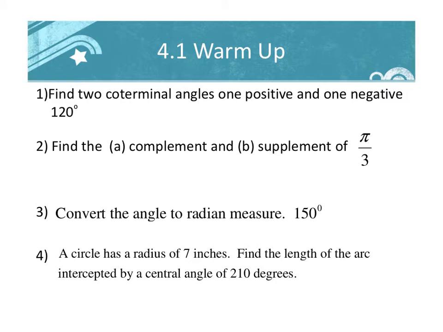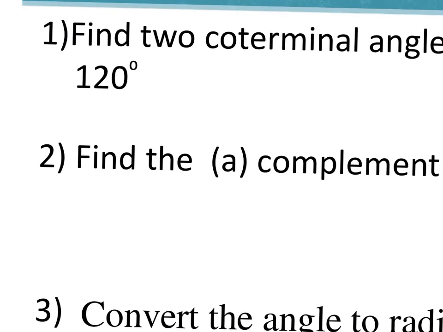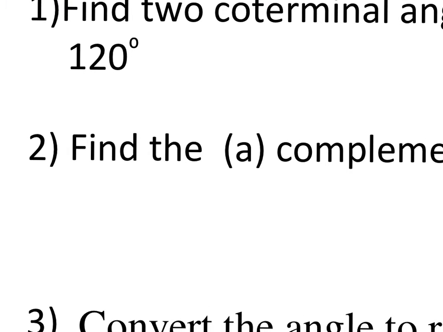All right, so we're just going to do 1 and 3 because we didn't finish the notes, then we'll finish the notes, and then we'll do 2 and 4 tomorrow. So number 1 says to find 2 coterminal angles, 1 positive and 1 negative, if you're given 120 degrees. So we said coterminal is the same location around the circle, right? Which means if it's in degrees, we would add what? 360. Good. Add or subtract 360.